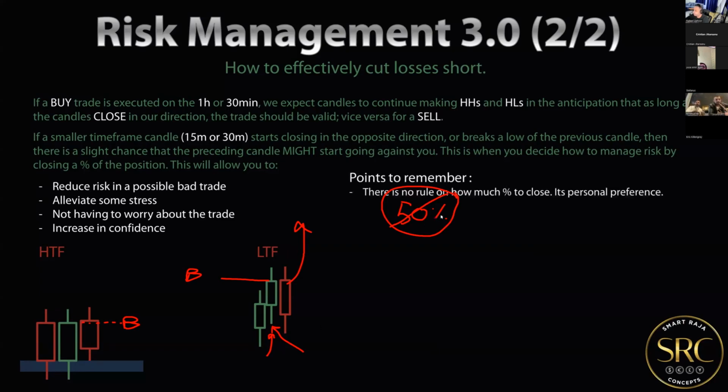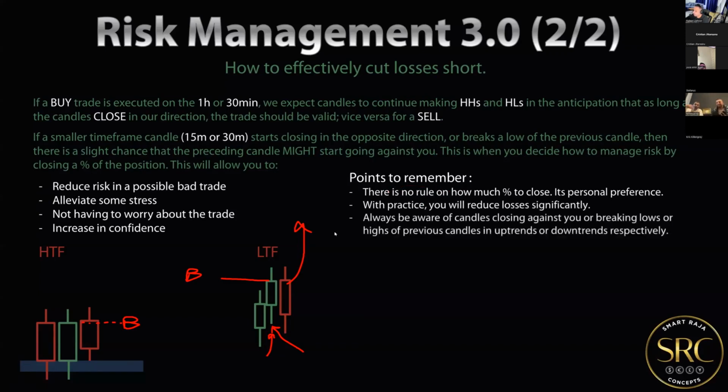But point to remember is that there's no rule on how much percentage you should close. With practice, you will be better. Always be aware of the candles closing against you or breaking the lows or previous highs of the previous candles. Right? It's very important. Whenever a candle does something that you don't like or you haven't seen before, just close 50%, 100%. Just close it. There's no need to wait or hope and stuff like that.